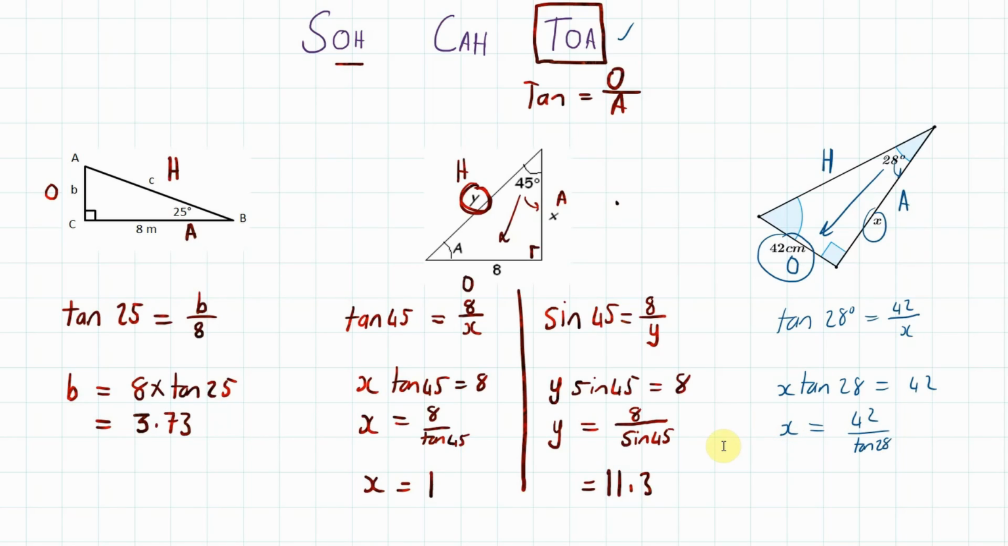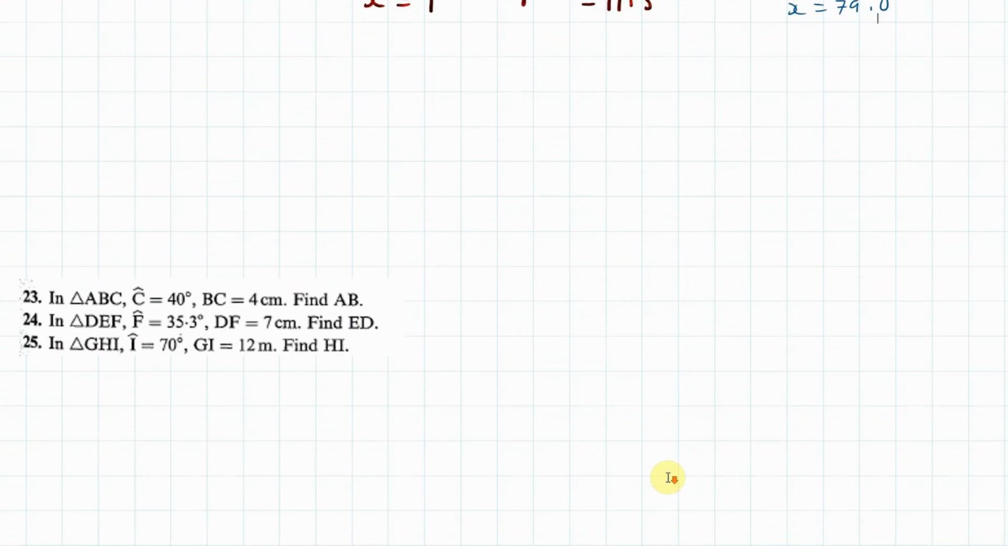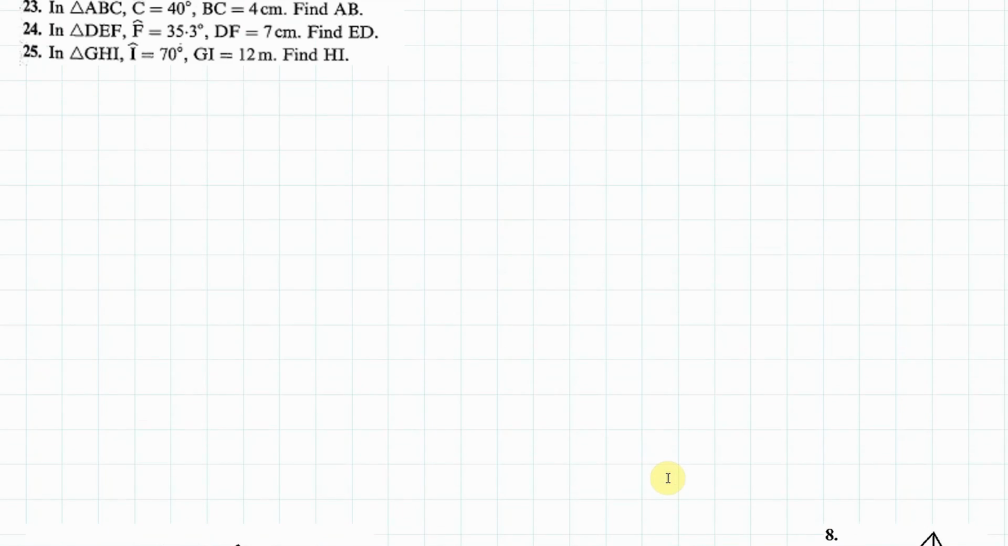Okay, what does that give us? 42 divided by tan 28 equals 78.99, or x equals 79.0. Okay, well that's that. Now let's move on. Now sometimes we get some word problems, or we have to draw the triangles ourselves.